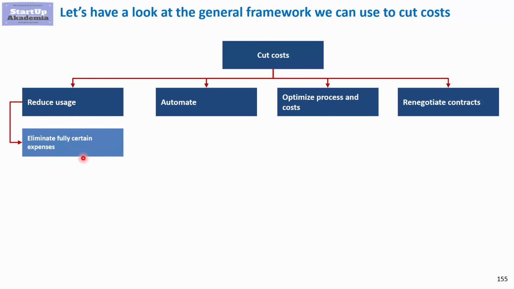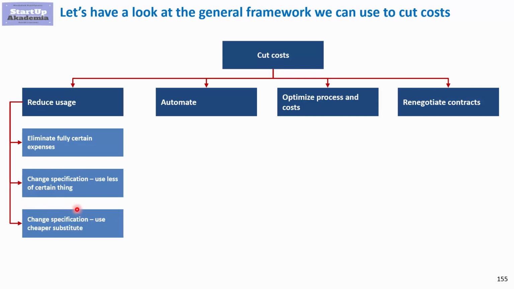So you can, for example, decide not to cover lunches for your workers, and in this way you simply stop having this expense. Then you can change the specification, and here we will have 2 sub-ways to do it. The first one is to use less of a certain thing. So for example, you are cleaning your office not every day, but once a week. And finally, you can change the specification in the sense of using a cheaper substitute. So here we would talk about, for example, printing not in color, but in black and white in the office and making it the default option.